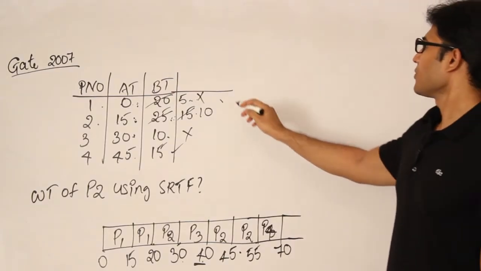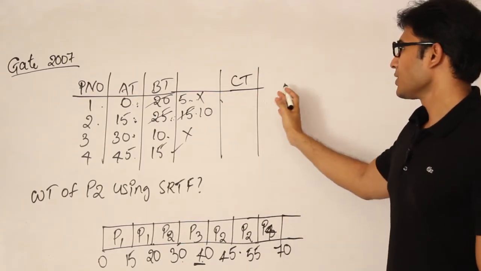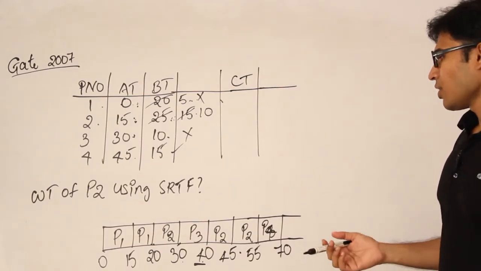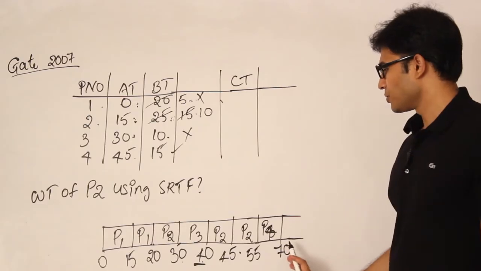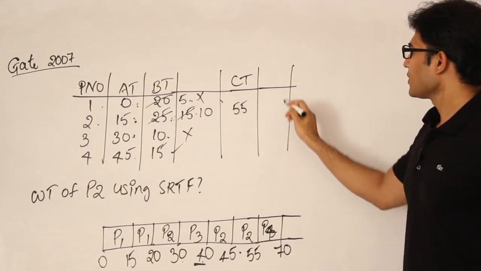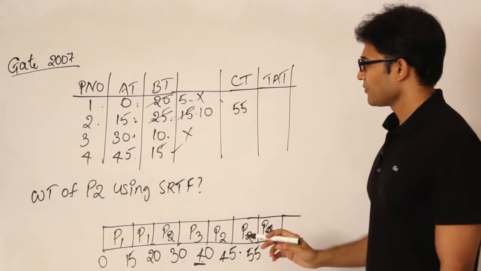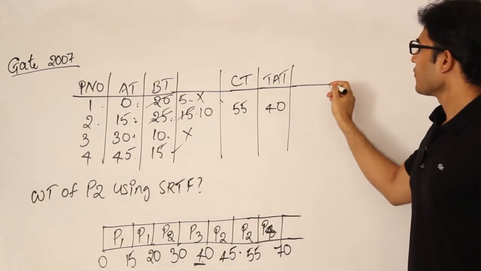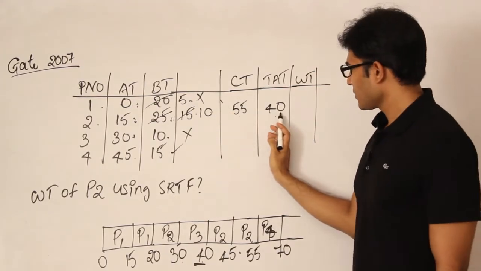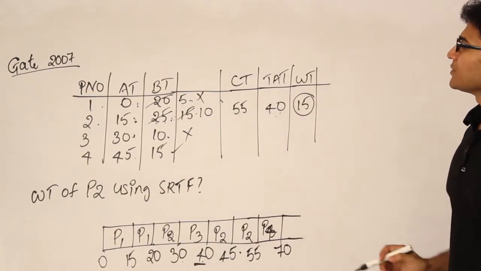Now let's see the completion time of all the processes. Even though they are asking for only P2, you can write only for P2 and find it out, or you can do everything. Let's solve P2 first. Now P2's completion time is 55, right? And therefore what is the turnaround time of P2? Turnaround time of P2 is completion time minus arrival time, which is nothing but 40, right? And what is the waiting time then? Waiting time is turnaround time minus burst time. Turnaround time is 40 and the burst time is 25, therefore waiting time is 15. This is the answer.